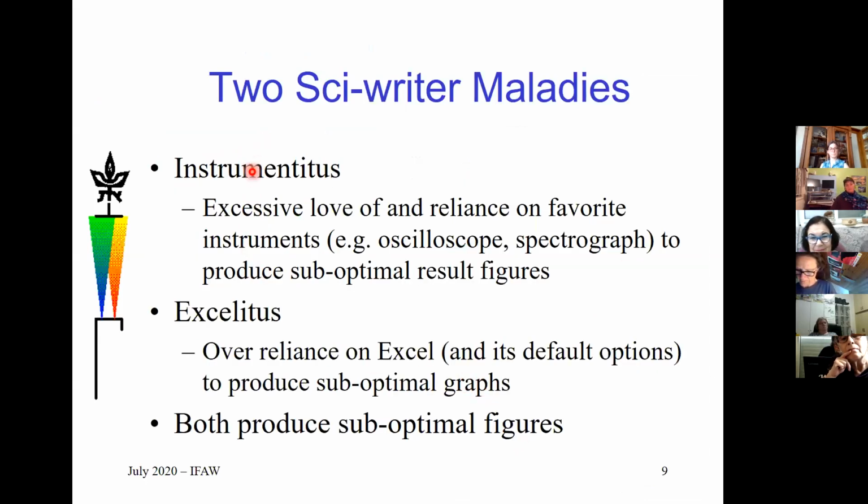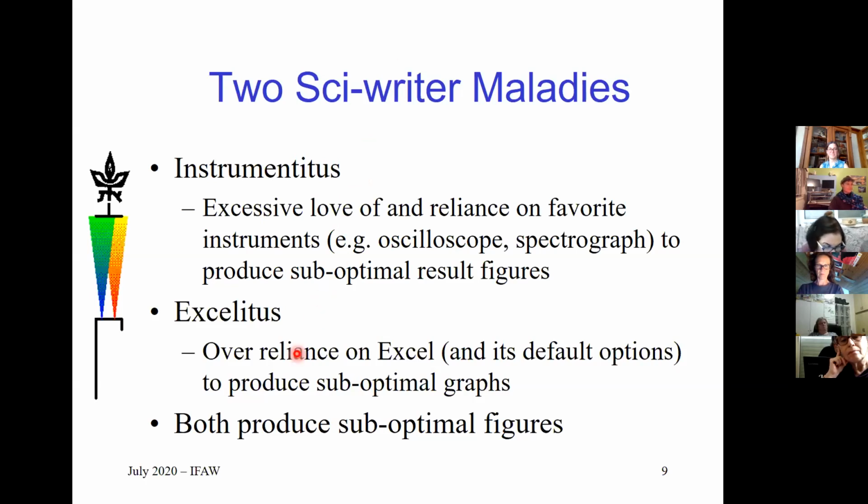This problem follows from two maladies which I think are very common in science and engineering writers. One malady is what I call instrumentitis. This is excessive love and reliance on favorite instruments. I'm an electrical engineer and I love my oscilloscope. But the oscilloscope does not always produce the scientific story that we're trying to tell.